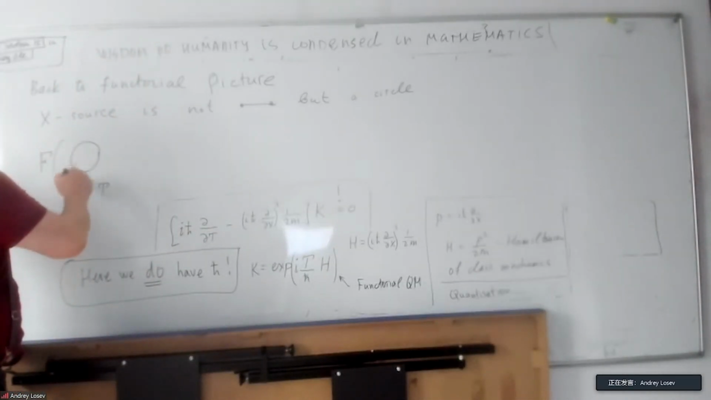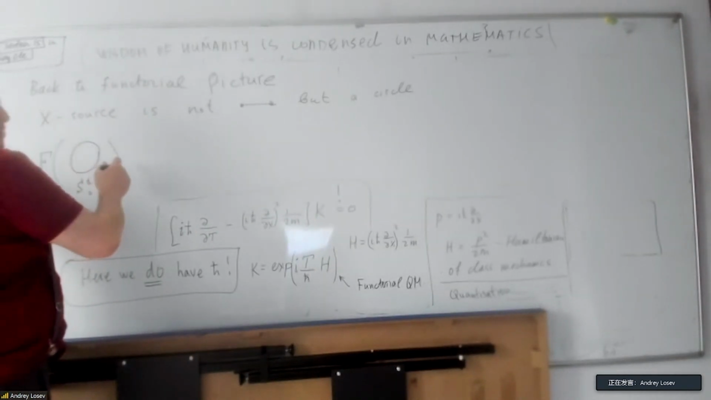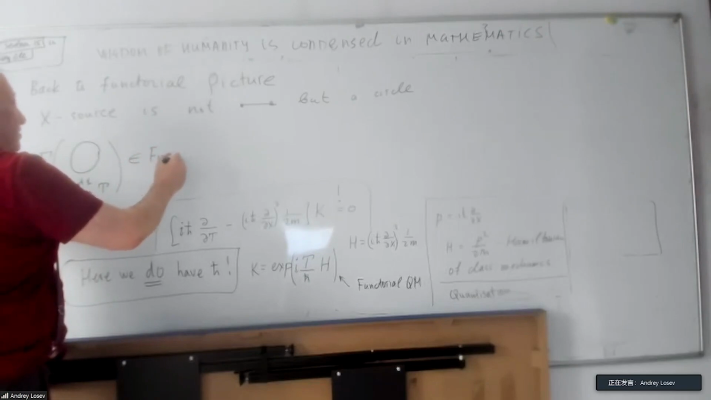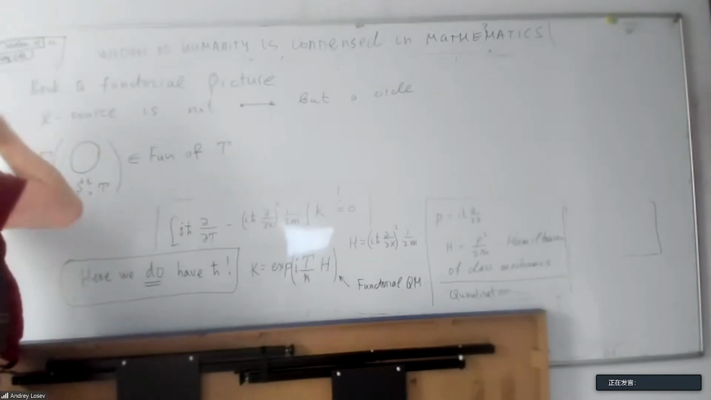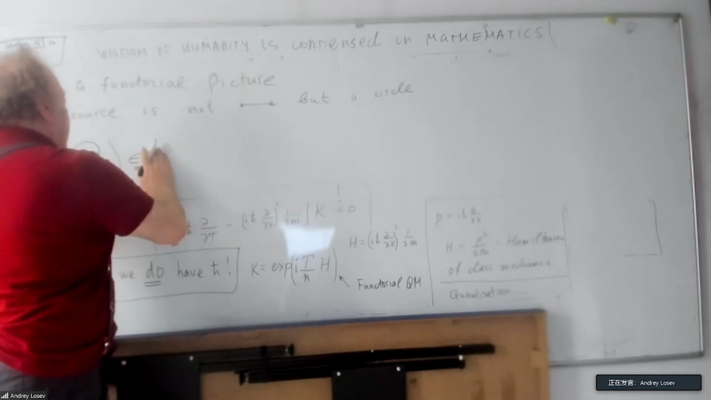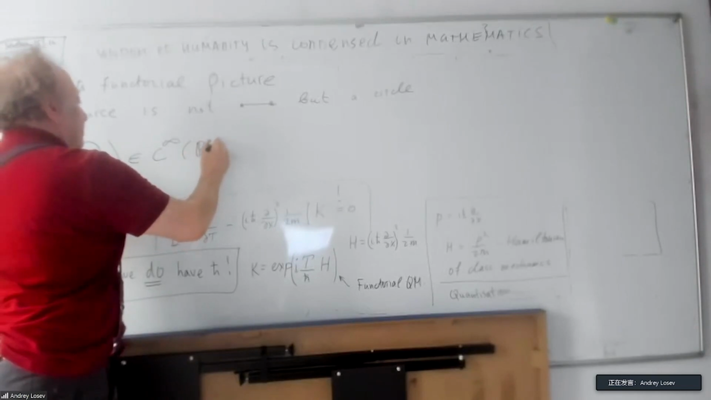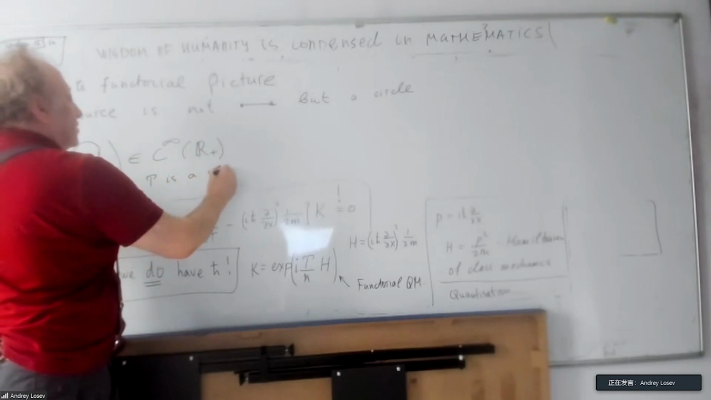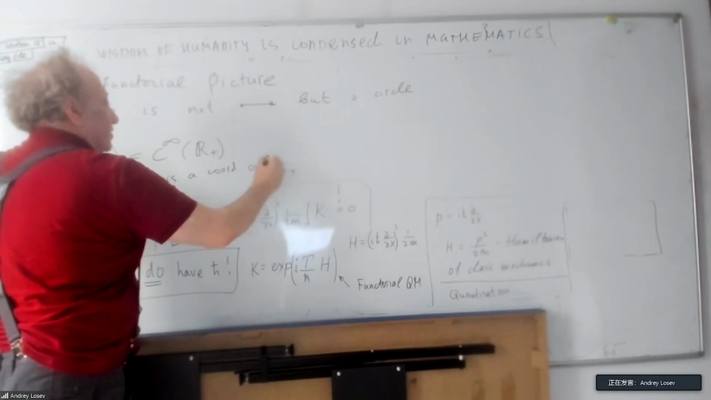So this circle has no boundary. So this is a function of t. To write it like this, it's a smooth function on R plus. T is a coordinate on R plus.